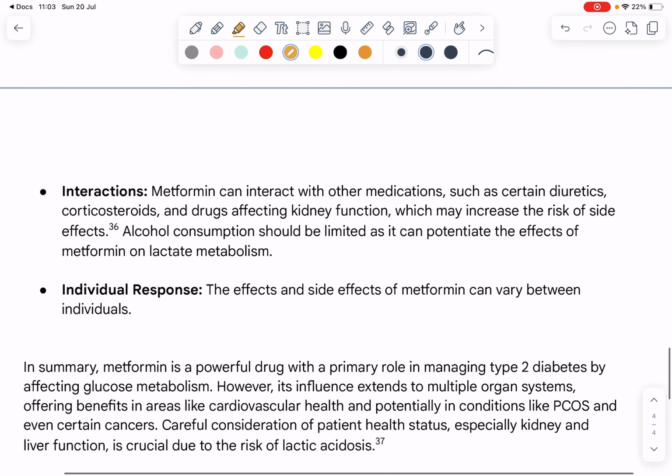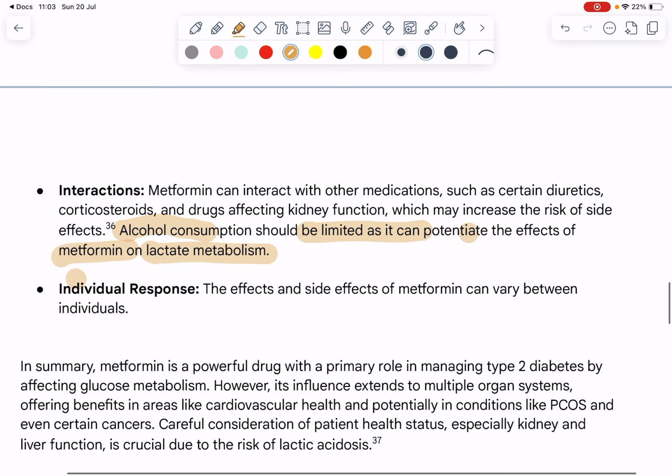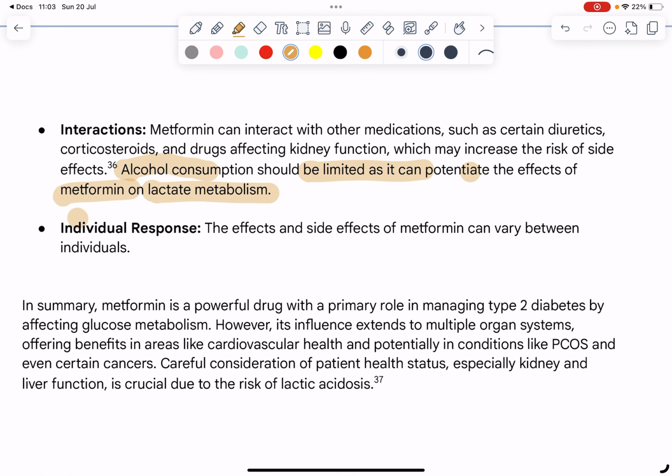Next, there is an interaction with alcohol. Since alcohol is metabolized by the liver, alcohol consumption should be limited, as it can decrease the effect of metformin, and it can cause lactic acidosis as well. Also please remember, there will be individual variations with respect to the side effects as well as the beneficial effects.